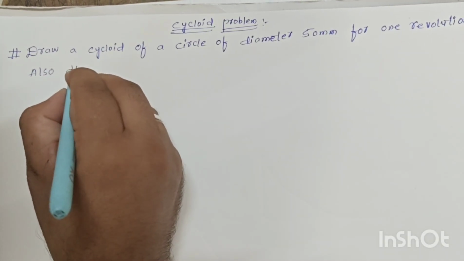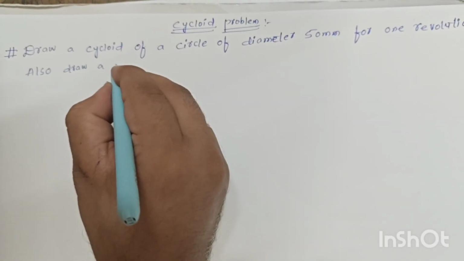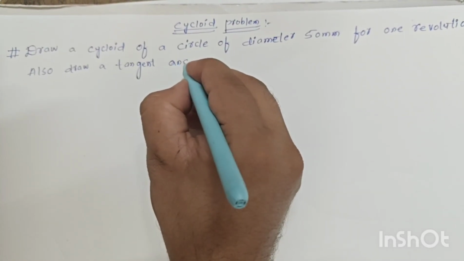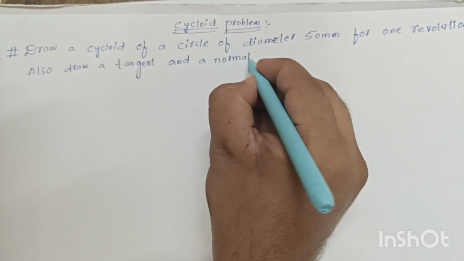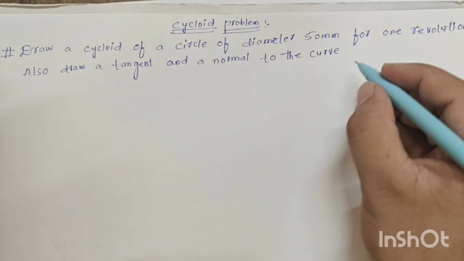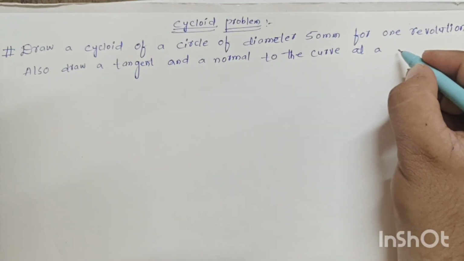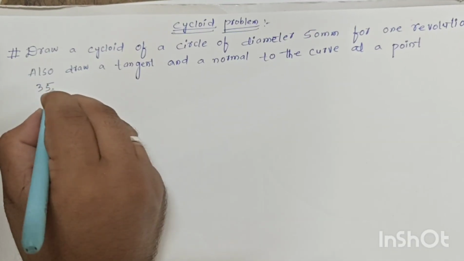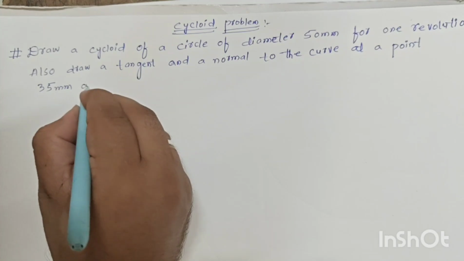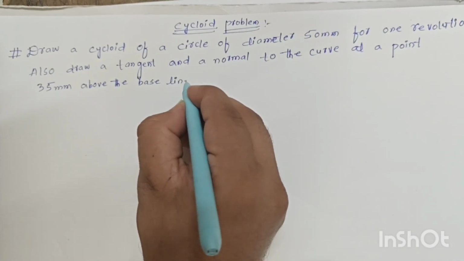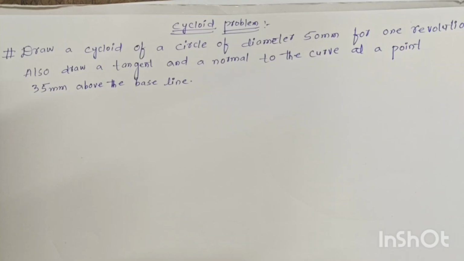Also, draw a tangent and a normal to the curve at a point 35 mm above the baseline. Let us see how to draw this figure.